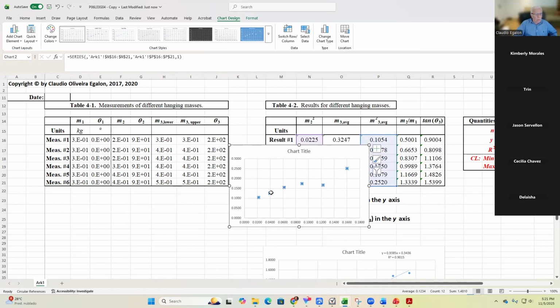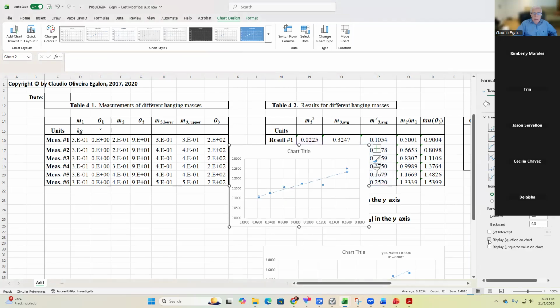Add trend line, display equation on chart, display R square value. I'm getting a good slope here, and a good intercept too. It's a little bit on the low side, but it's because of this outlier. It's a 10% difference. I'm getting 0.9097 for the slope, which was supposed to be 1, and 0.0887 for the intercept, which was supposed to be 0.09.